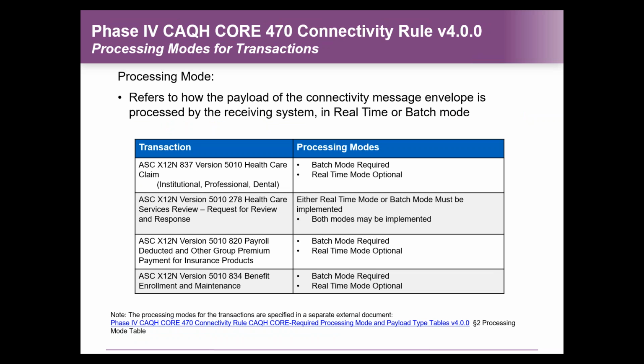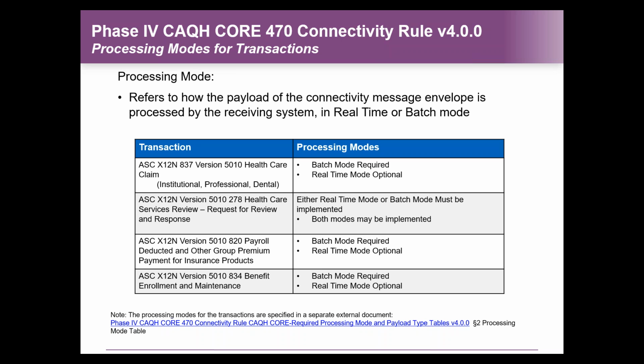Now the transactions in Phase 4 are shown in detail on this slide. If we start with the ASC X12 837 for healthcare claims, these are supported using batch mode as a requirement, where the real-time mode is optional. The 278 prior auth is supported in either real-time or batch mode, but there's no requirement for a server to implement both of those options.